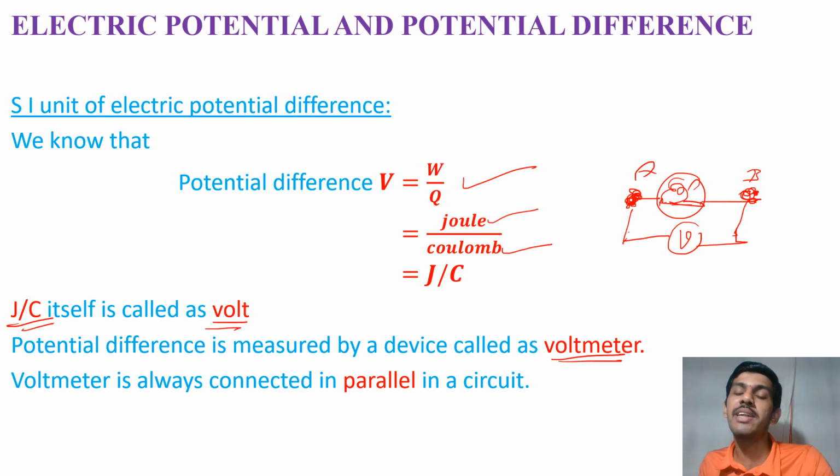And how to represent that voltmeter? Inside a circle you have to write V, and one side positive, other side negative. This is the symbol to represent the voltmeter. So the voltmeter is connected like this. This is the symbol of a voltmeter, and a voltmeter is always connected in parallel to any circuit. That is how to connect the voltmeter.